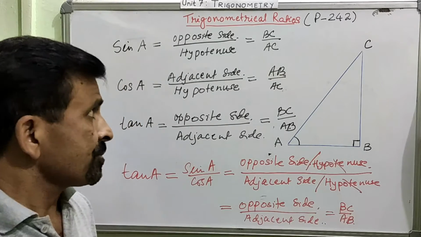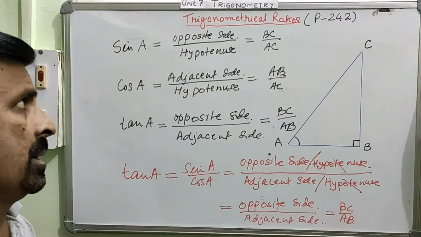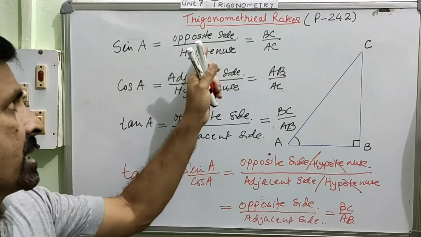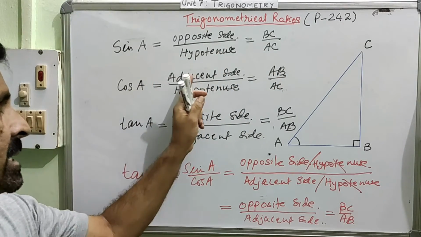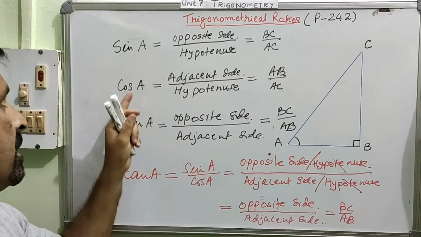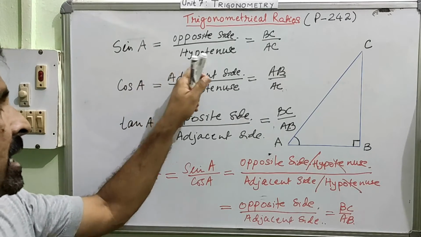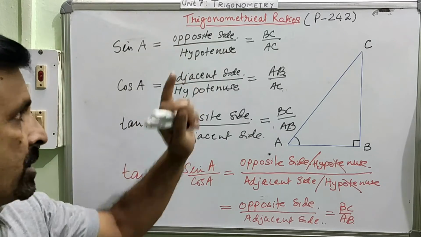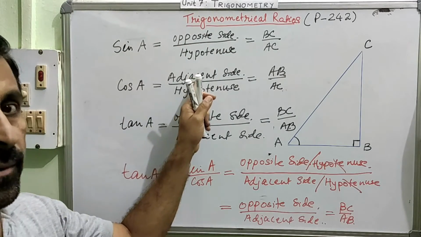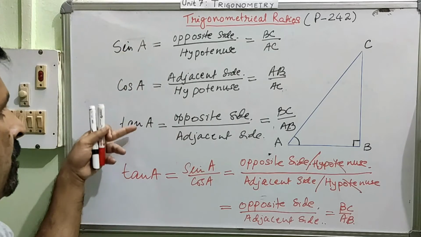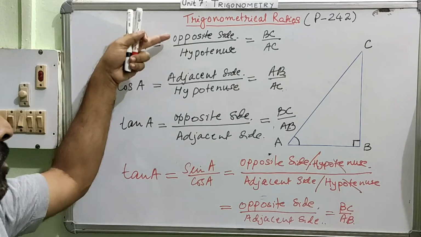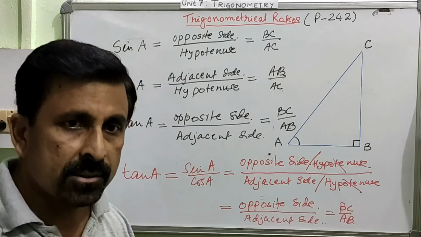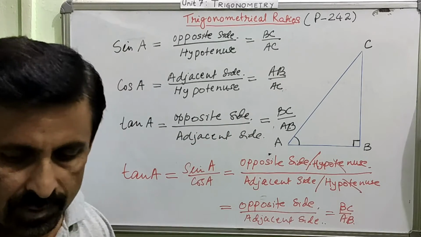Okay, so we need to remember these three results. Sine A is the opposite side over the hypotenuse, cos A is the adjacent side over the hypotenuse, right? In sine and cos, the denominator is the same, the hypotenuse. In sine A the numerator is the opposite side, and in cos A the numerator is the adjacent side. And then when you write tan A, you write this in the numerator and this in the denominator, and you can remember the trigonometrical ratio.